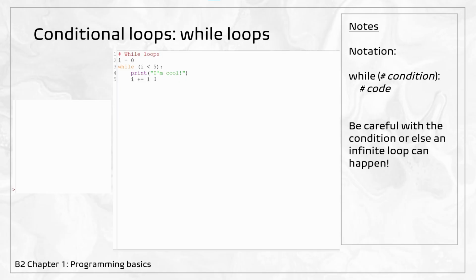not less than 5. But remember, this condition over here can be anything, like, for example, while a Boolean variable stays false. Thus, you need to be careful with conditional loops to make sure that indefinite loops don't happen. For example, if we were to remove this incrementing line and run the program, this program would go on forever. And you can see it just keeps printing I'm cool as time progresses.